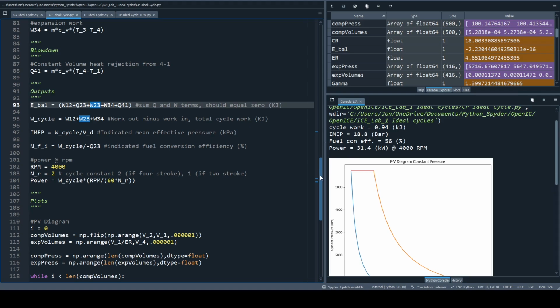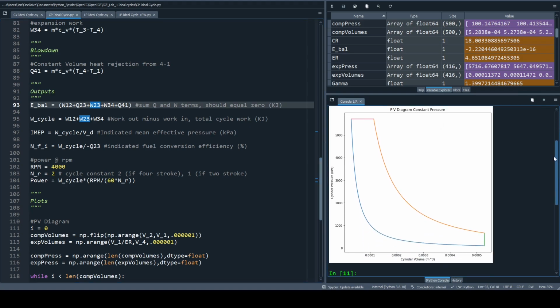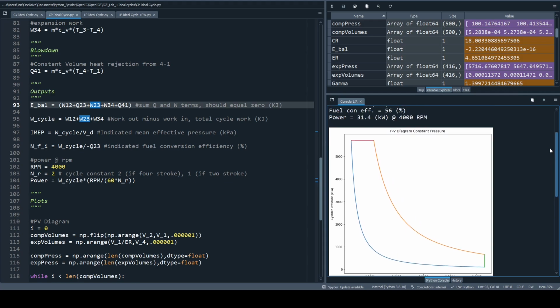So that's about all there is to the diesel cycle. This is really just an intermediate step, but I thought I would show it pretty quickly here.